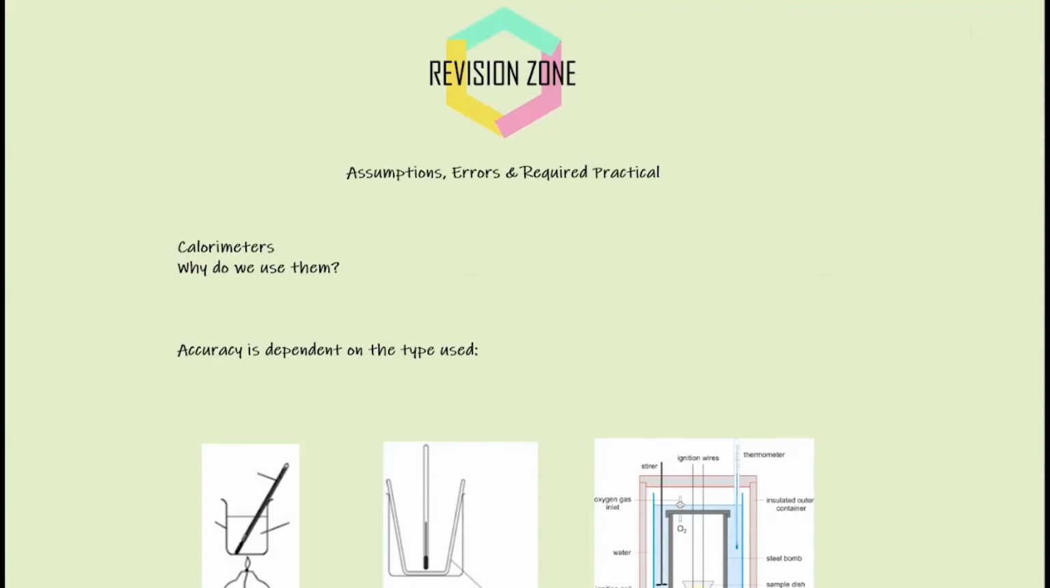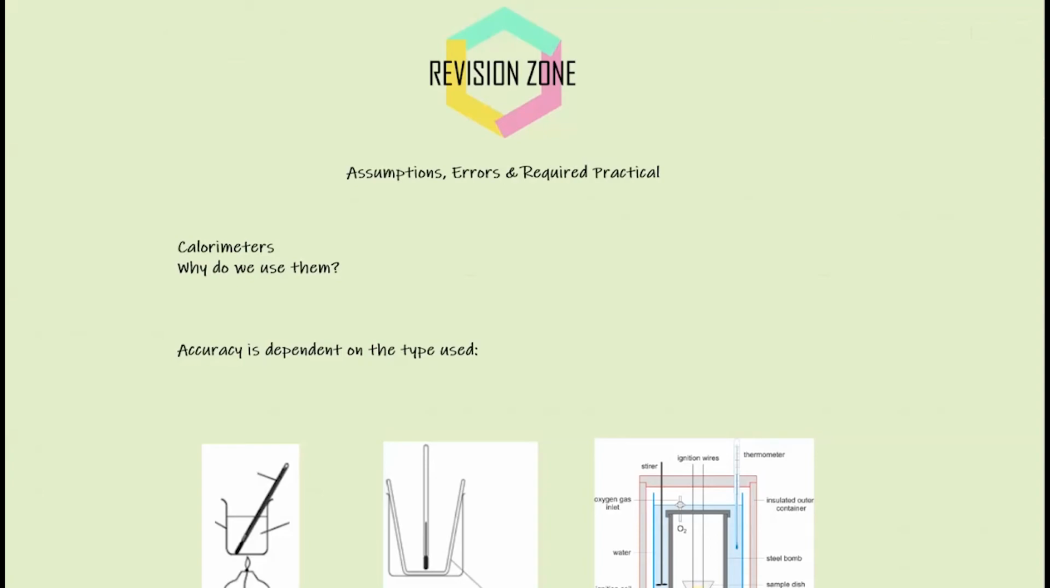This is part 3 of the energetics topics. We're going to be looking at calorimeters, assumptions that we have to make while using them, the errors that it introduces, and a separate required practical, which involves using a calorimeter. So first of all, we're going to jump straight into what a calorimeter is and why we use them.